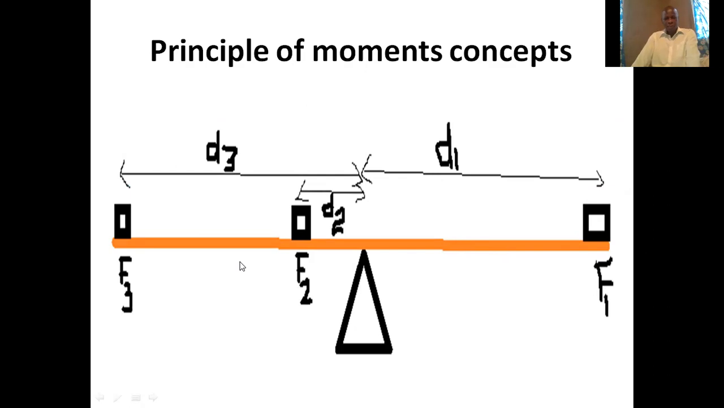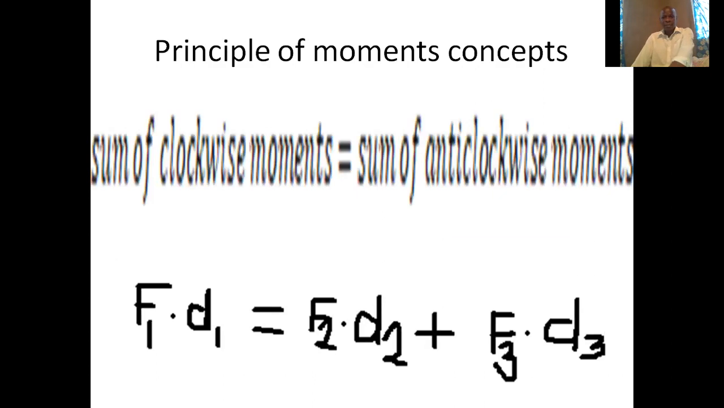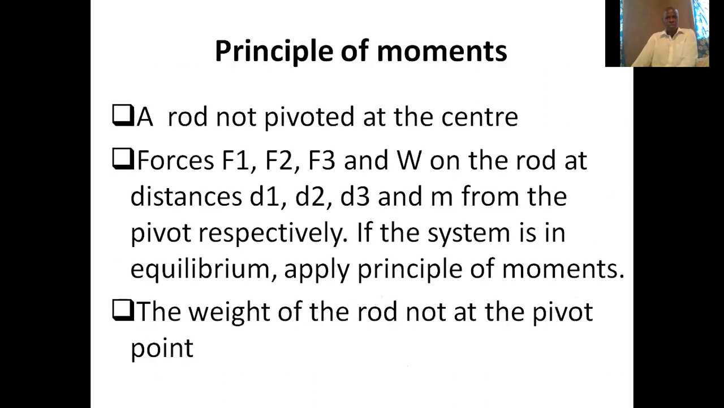In the anti-clockwise manner, we have two moments. The first one is force number 2 multiplied by the distance to the pivot, which is D2. Another, in the anti-clockwise, the moment we have about the pivot is F3, which is force 3 multiplied by the distance to the pivot, which is distance 3. And so this is basic and very important. If we don't understand it, it means that we cannot proceed to understand more complicated problems.